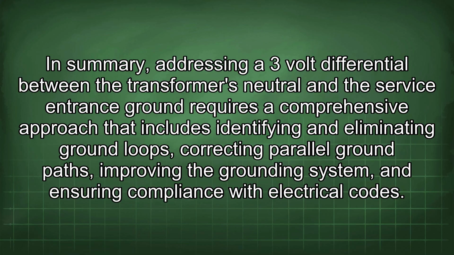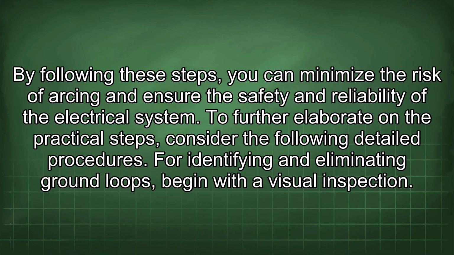In summary, addressing a 3-volt differential between the transformer's neutral and the service entrance ground requires a comprehensive approach that includes identifying and eliminating ground loops, correcting parallel ground paths, improving the grounding system, and ensuring compliance with electrical codes. By following these steps, you can minimize the risk of arcing and ensure the safety and reliability of the electrical system.